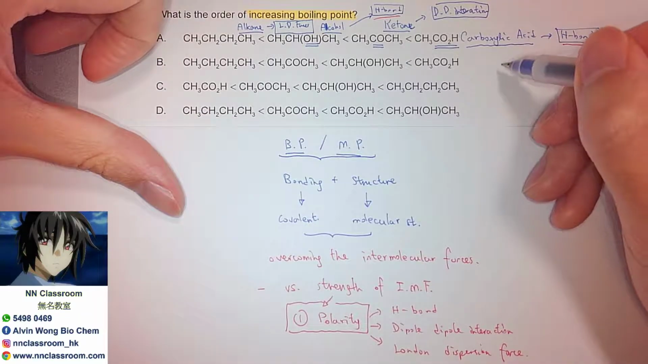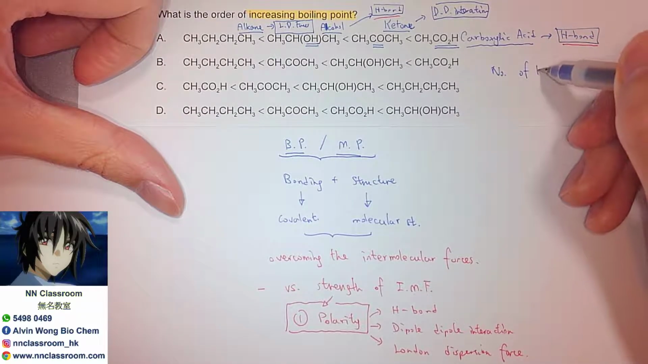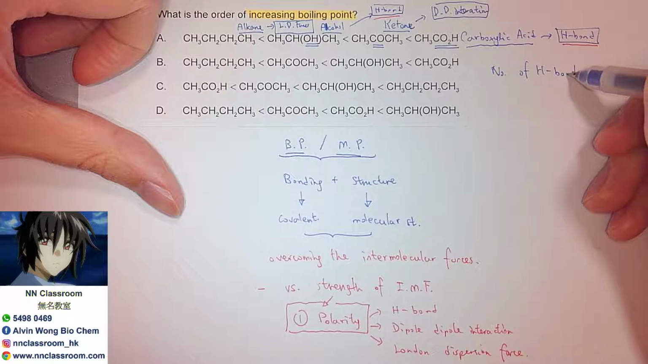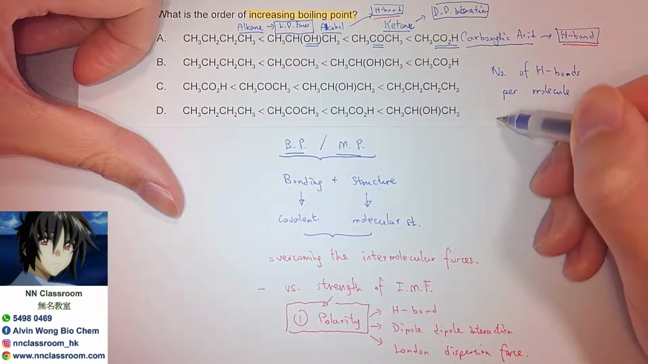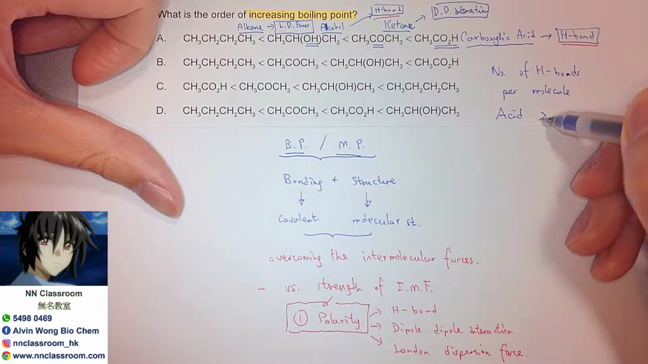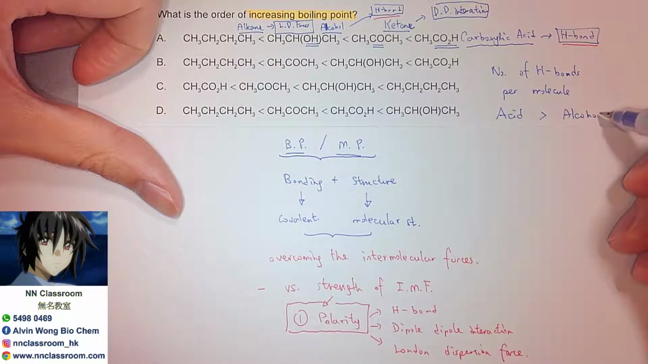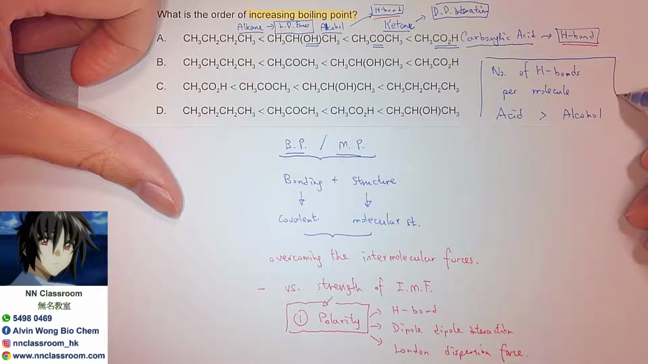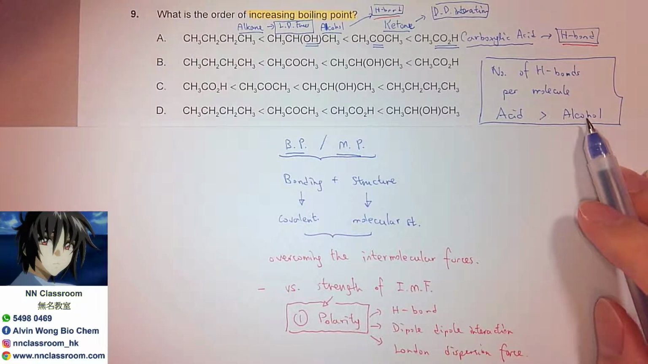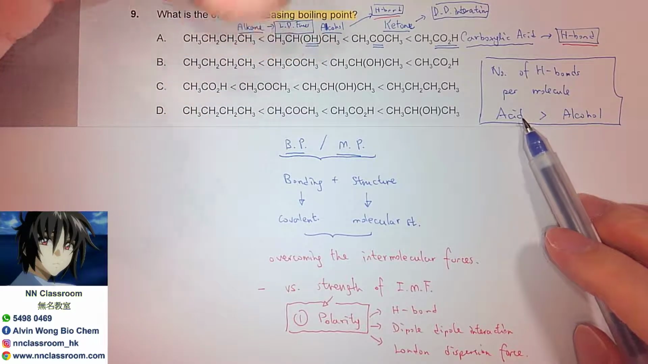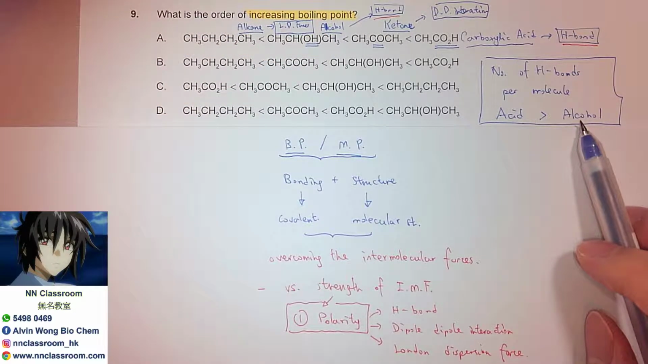So that means in terms of the number of hydrogen bonds per molecule, acid is going to have a bigger number than alcohol. So this is the extra point that students should know, and that actually differentiates why carboxylic acid is the champion of the champions when compared to the alcohol.